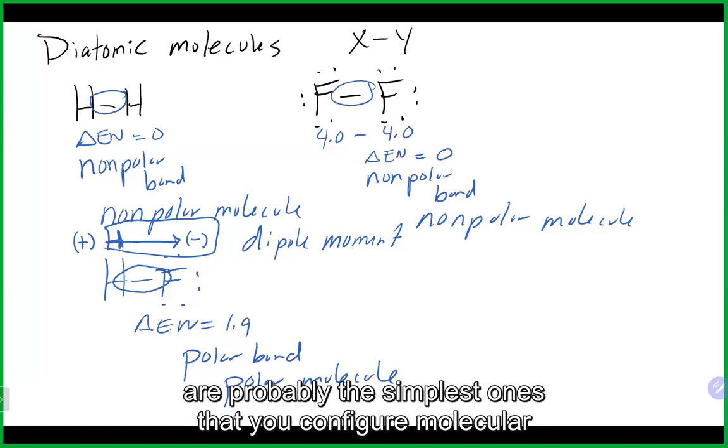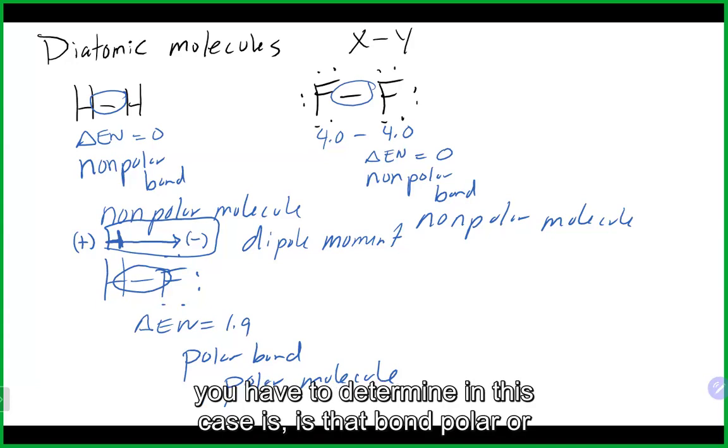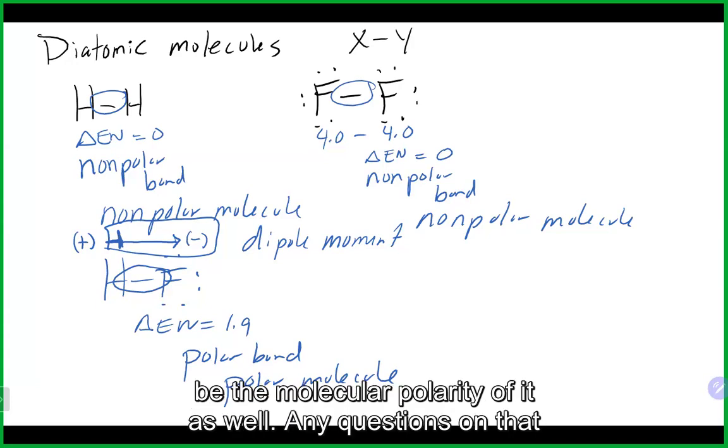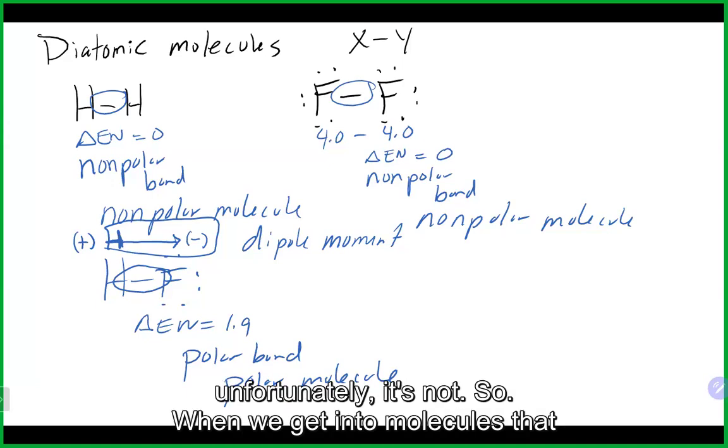So these are probably the simplest ones that you could figure molecular polarity from, which is these diatomic molecules. Again, all you have to determine in this case is, is that bond polar or non-polar? And because it only has that one bond, that will also be the molecular polarity of it as well. Any questions on that there? Now, it'd be great if everything was that simple, but unfortunately it's not.